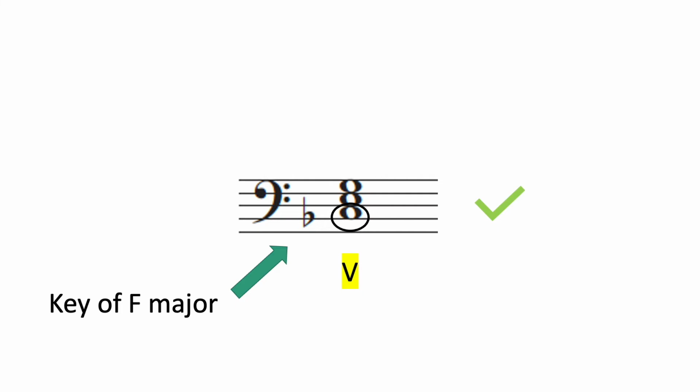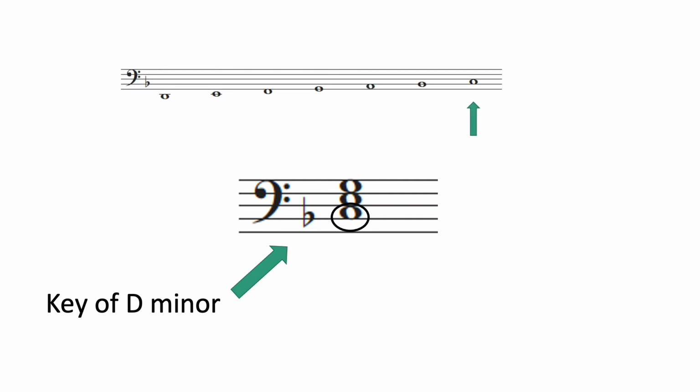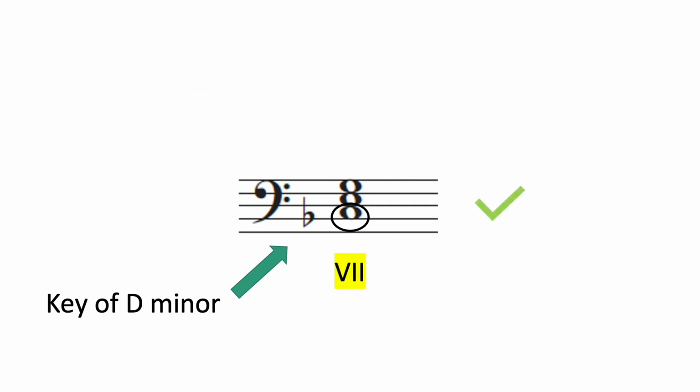But hold on a second. Remember, that key signature doesn't necessarily mean I'm in F major. It could also mean that I'm in D minor. So if I'm in the key of D minor, which has the same key signature as F major, I do the same exact thing. I take a look at the root of that triad, think of the D minor scale, and say, oh, okay, that is based on the 7th scale degree. And that's how I get my answer that in the key of D minor, this is a 7 chord.